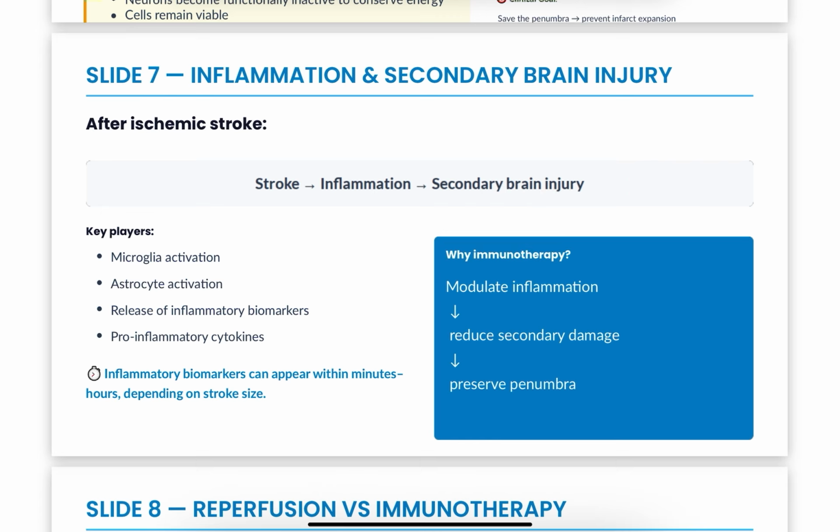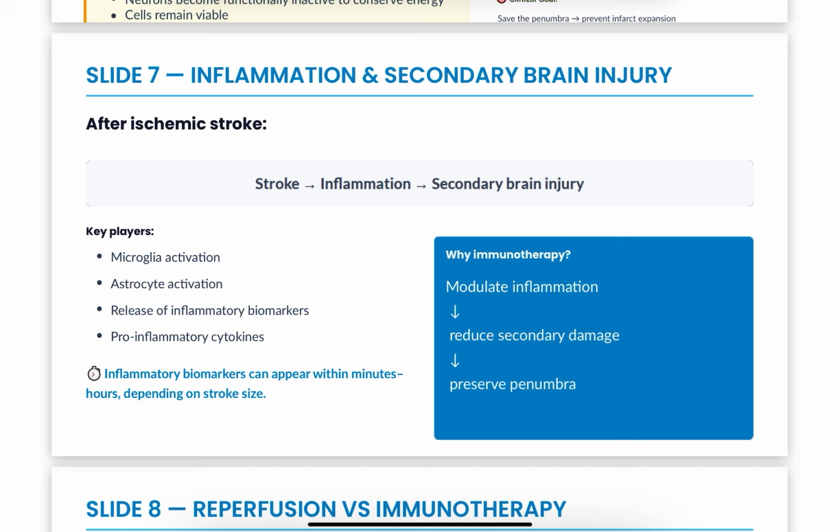The inflammatory response can involve pro-inflammatory cytokines and activation of additional immune pathways. So you have to think about the stroke as having two components. What are they? The first component is the initial ischemic injury. Then on top of that, we have the inflammatory response that leads to further damage.